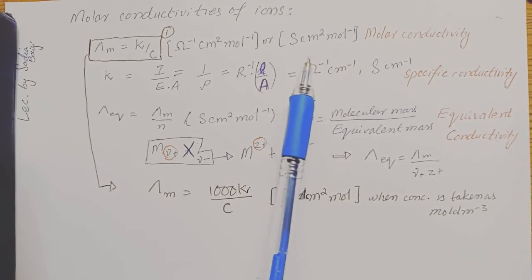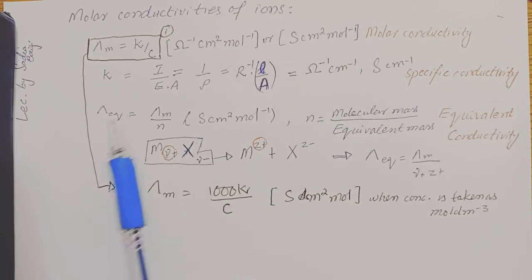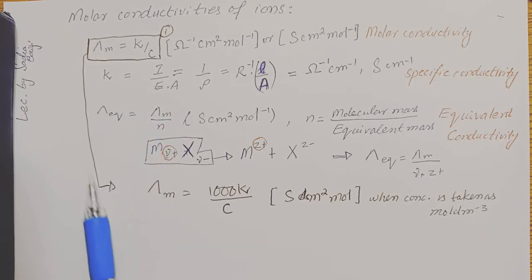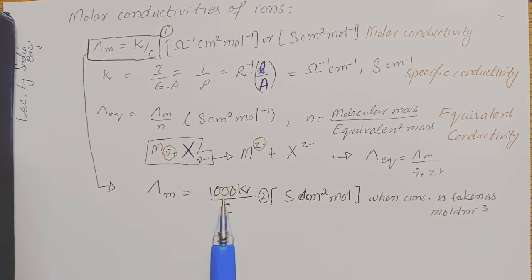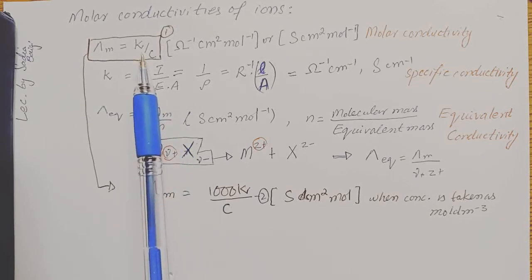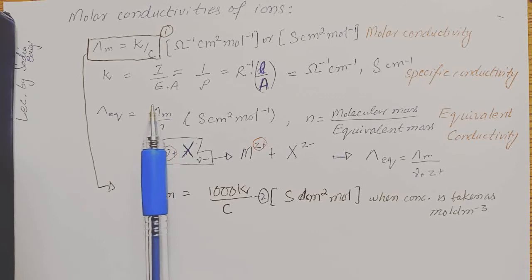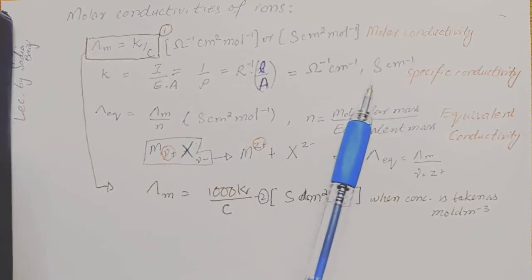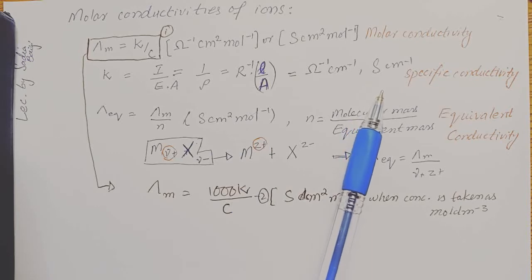Whereas when the concentration is taken in moles per decimeter cube, then equation number 1 is modified as equation number 2, in which we need to multiply with 1000. So the second is, what is the specific conductivity? It is the inverse of resistivity, having the unit Siemens per centimeter.